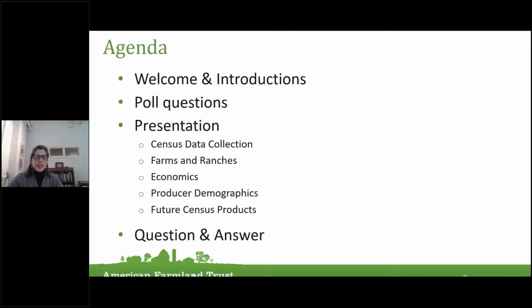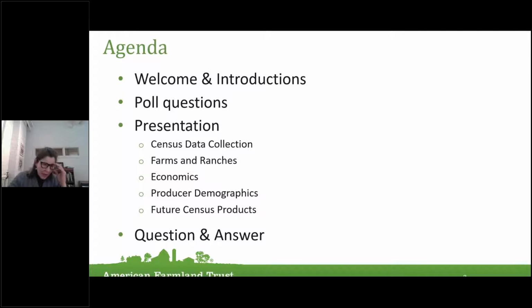So this is our agenda for the next hour. We're going to spend just a few minutes on introductions. We're going to ask 2 quick poll questions, and then we're going to hear from representatives from the USDA National Agricultural Statistics Service, and they'll share results from the newly released 2022 Census of Agriculture. And then finally, we plan to leave about 15 minutes at the end of the session to answer some of your questions.